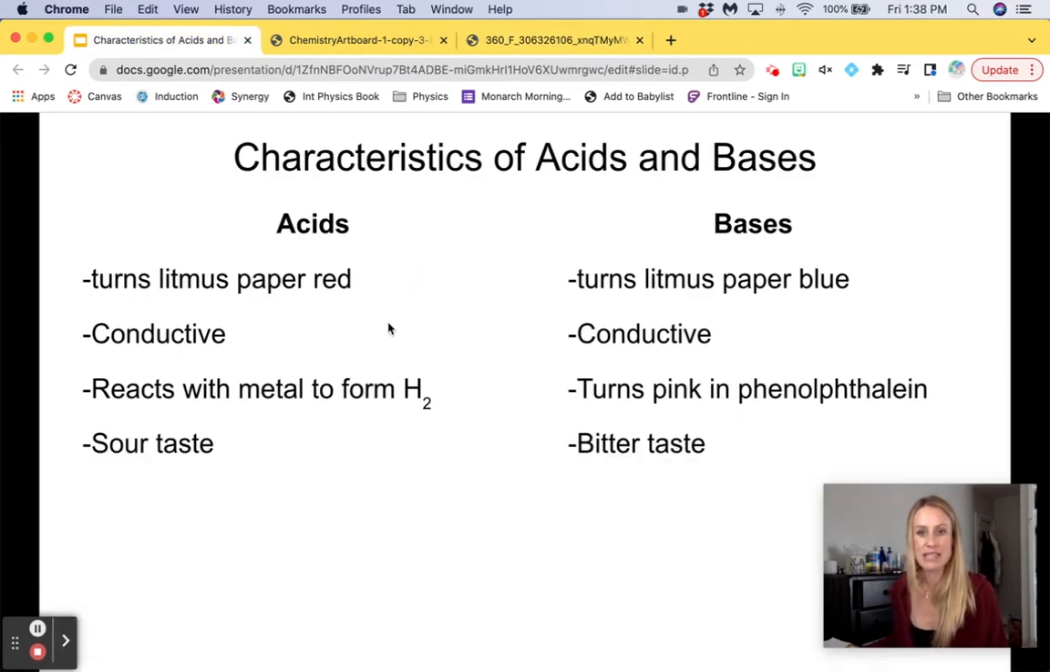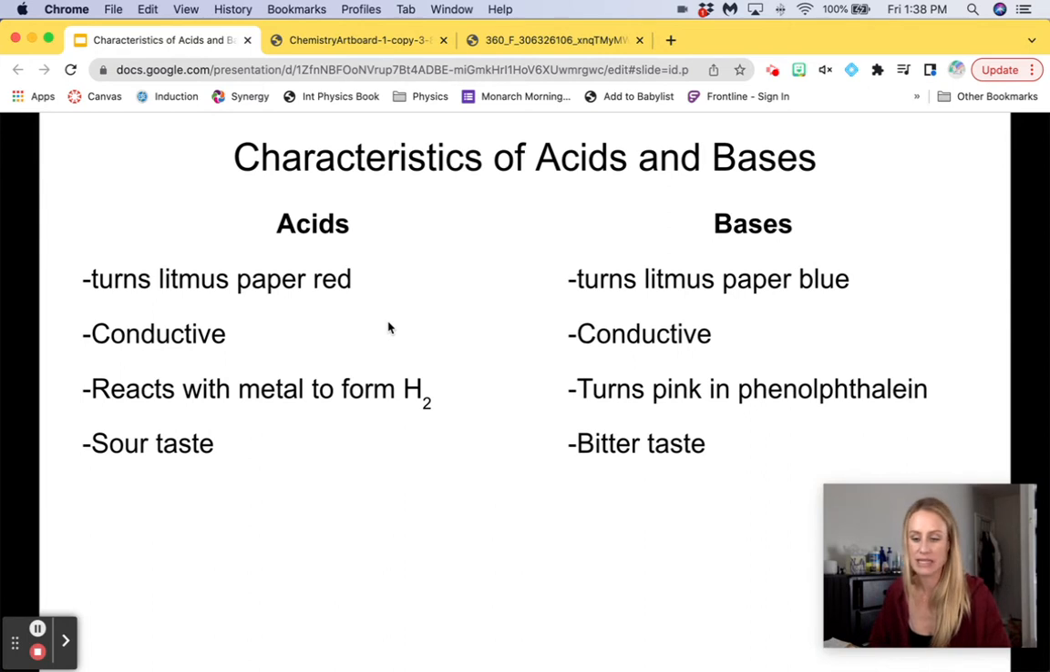Acids have a sour taste and bases have a bitter taste. And this makes sense, right? Because if you think about something like a lemon, it has citric acid in it and it's sour. Now, bases, you might not know off the top of your head what a base is, but if you've ever accidentally put too much baking soda in your cookies when you make cookies, it makes your cookies bitter because baking soda is a base.